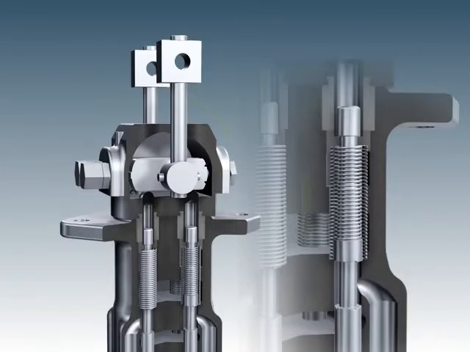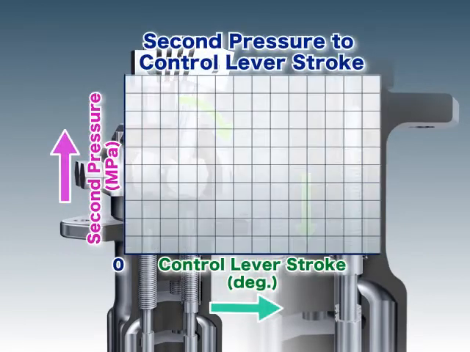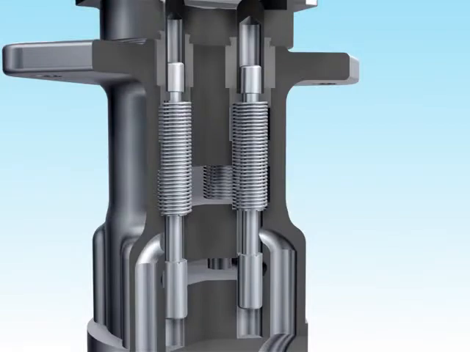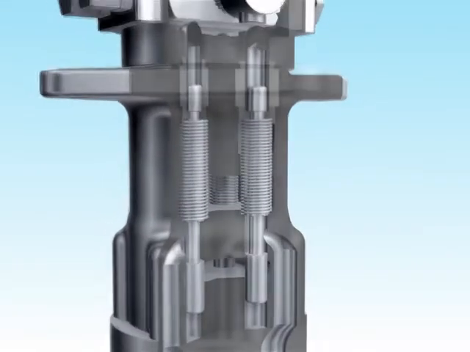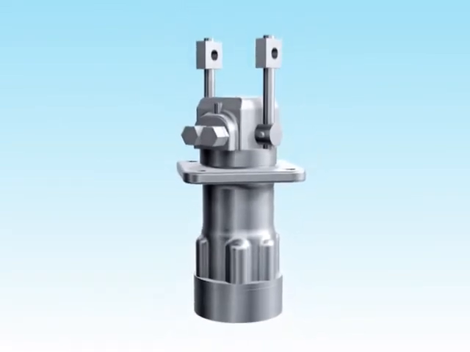Similarly, by using a balance spring to balance out with the control lever, it is possible to control the second pressure with the stroke of the control lever. As a result, allowing the operator to move the multiple control valve's spool freely.